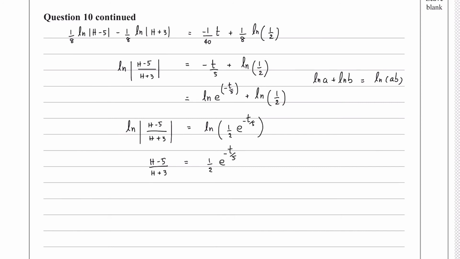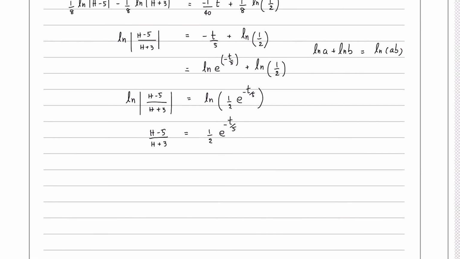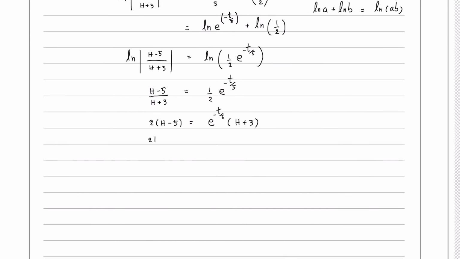And then we rearrange it by moving this term to the right hand side and this term to the left hand side. So we have 2 times (h minus 5) equals e to the power of negative t over 5 times (h plus 3). This one will be 2h minus 10 equals h e to the power of negative t over 5 plus 3e to the power of negative t over 5.